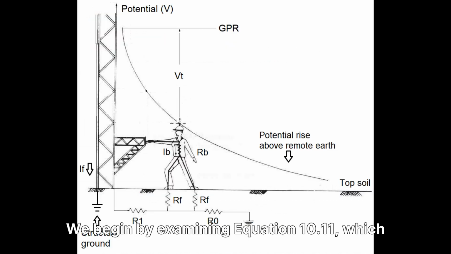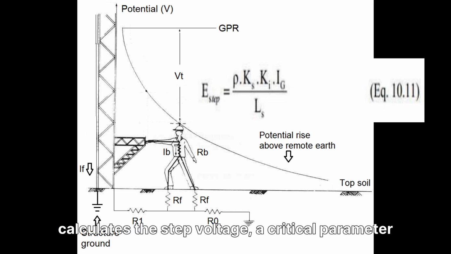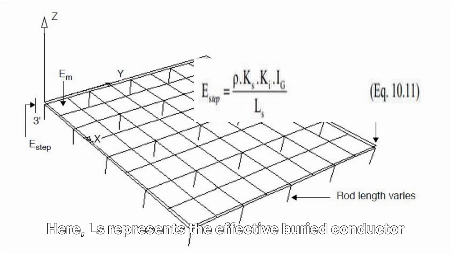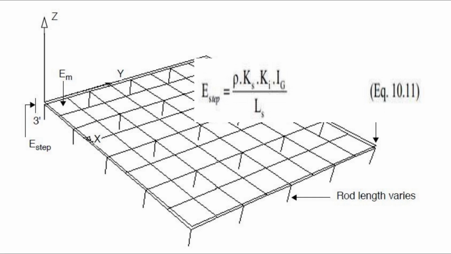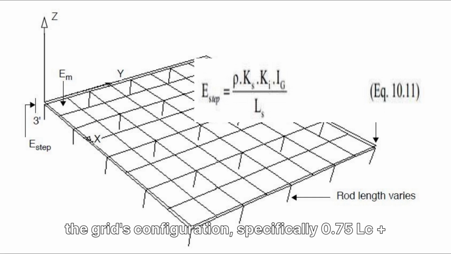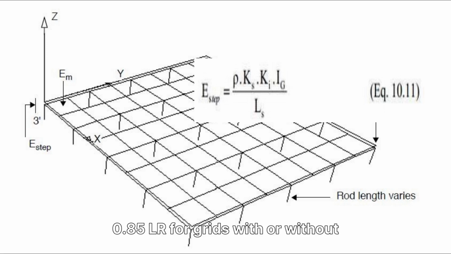We begin by examining equation 10.11, which calculates the step voltage, a critical parameter in grounding system design. Here, LS represents the effective buried conductor length in meters, a value derived from the grid's configuration, specifically 0.75 LC plus 0.85 LR for grids with or without ground rods.